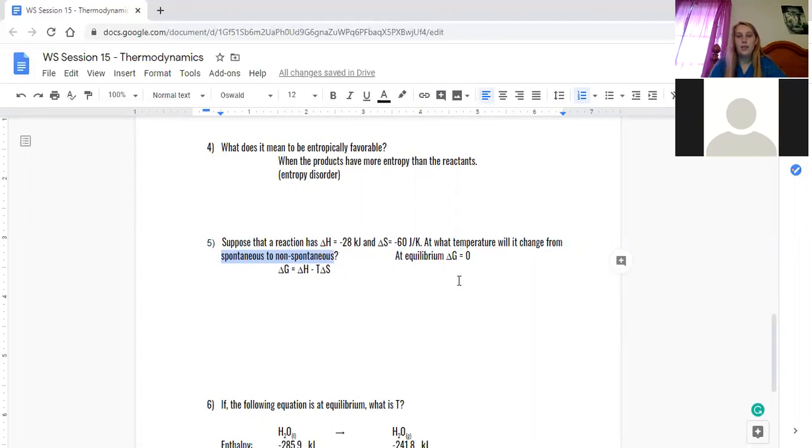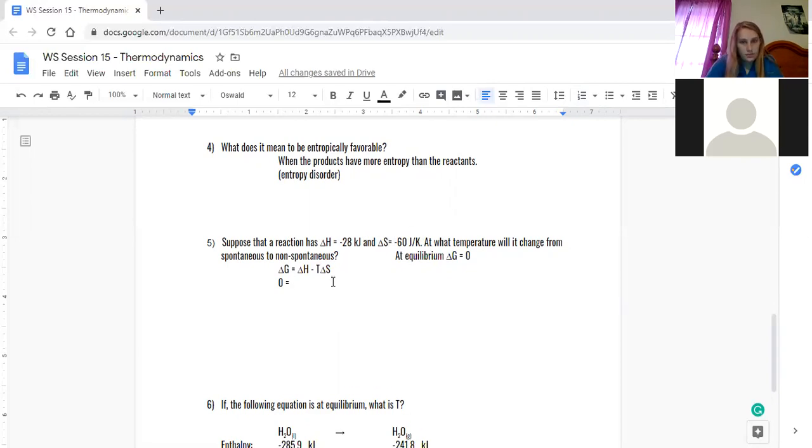So that's why we decided that. So we're looking at that. So therefore, we know that this is what we're trying to find, is if G is 0. So we can go ahead and plug that in. So we have 0 equals what? They gave us delta H and delta S, and once more we have kilojoules and we have joules. So we'll go ahead and change this one here.